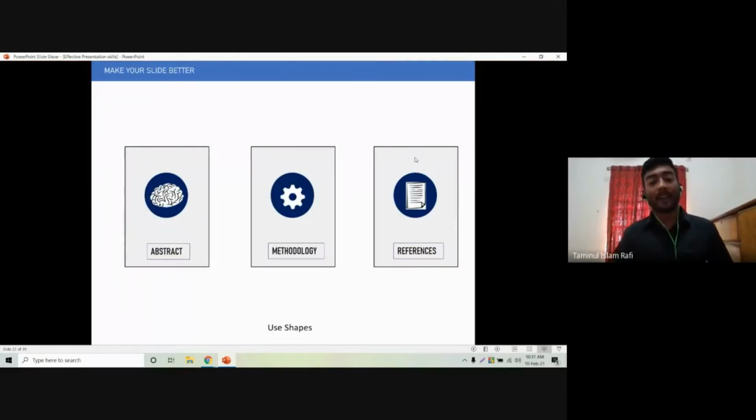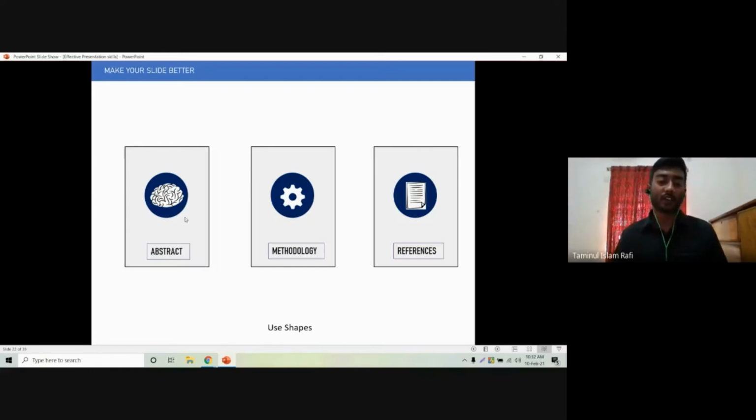Okay, then you can use shapes also. When you are presenting something innovative or something very normal, whatever you are presenting, if you use bullet points, then people will get bored. I repeat, people will get bored. So you can replace the bullet points with shapes.